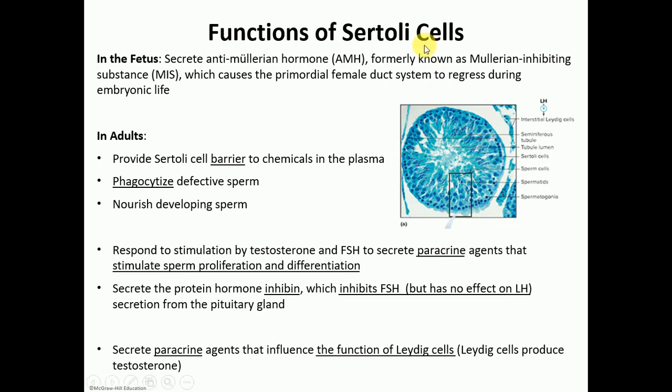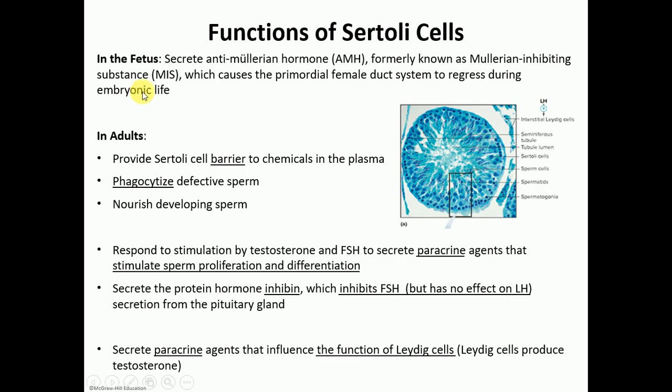In this slide, we're going to talk about the function of Sertoli cells. In the fetus, these are the cells that make AMH. AMH has another name, which is Mullerian inhibiting substance, or MIS. These are the same hormone, and it is responsible for the degradation, the atrophy of the Mullerian duct, so that the Wolffian duct will respond to testosterone and develop into the male system.